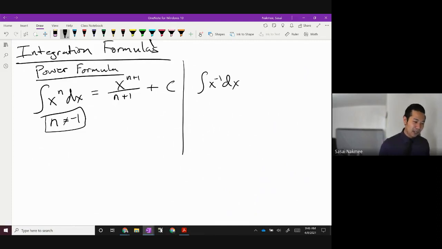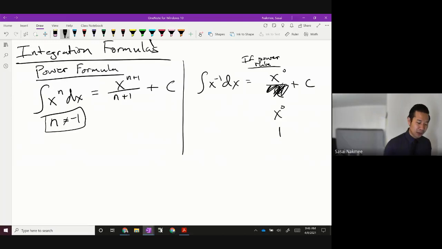And you know that that's not going to be the case, right? If you try the power rule or the power formula, I'm just going to write power rule, right? If you use the power rule, this is what would happen. You'll end up with x to the -1 plus 1, which is x to the 0 over 0, plus c. First of all, this is not happening, right? We can't divide something by 0. Also, we know that x to the 0 is just 1.